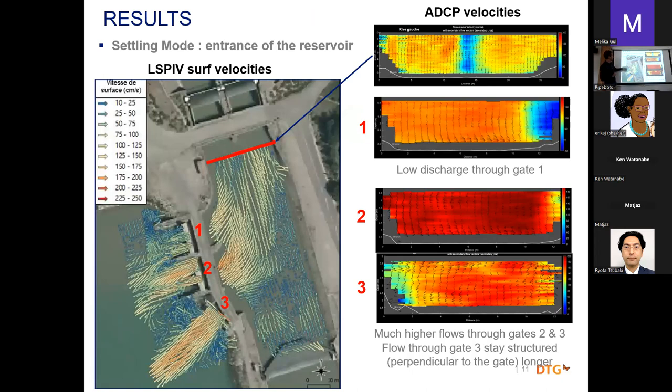So you can see here that for the settling mode, so here the gate is closed, and you can see that most of the discharge flows through gate 2 and 3, quite nothing flows through gate 1. And you can see also that the structure of the flow is more coherent in gate 3, where it's very perpendicular to the gate and it stays perpendicular a long time. And the ADCP on the other side gives very local measurements on some transects, but it gives the 3D profile. So it's very complementary to have LSPIV and ADCP measurement.